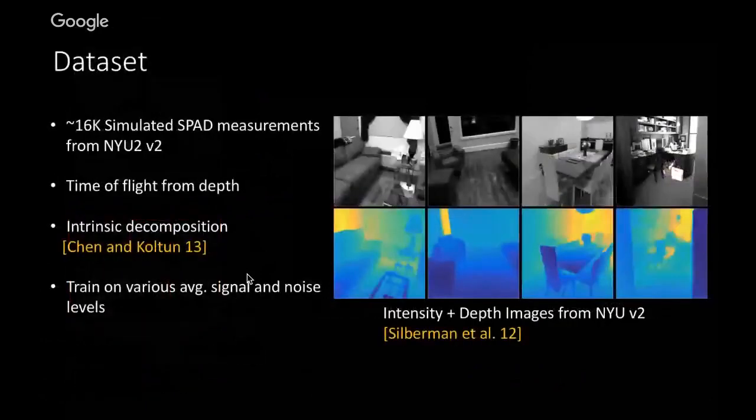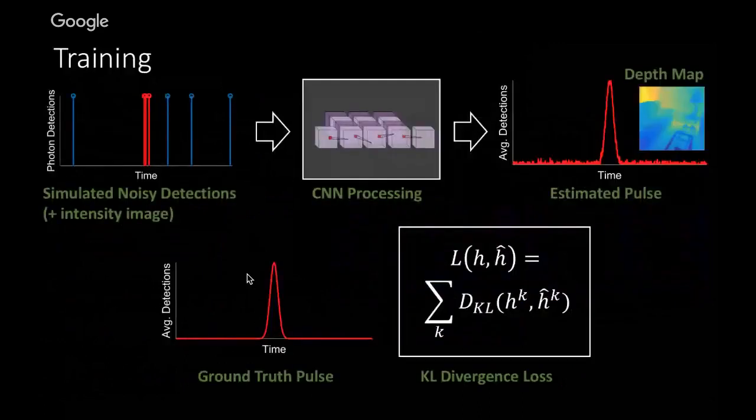So the way we did this was we used conventional datasets that represent intensity and depth measurements of a scene and used these datasets to simulate SPAD measurements. We then use these simulated SPAD measurements combined with the ground truth depth and intensity in order to train our convolutional neural network to take as input these noisy histograms and these intensity images, and output a representation of where the pulse should have been within the scene.